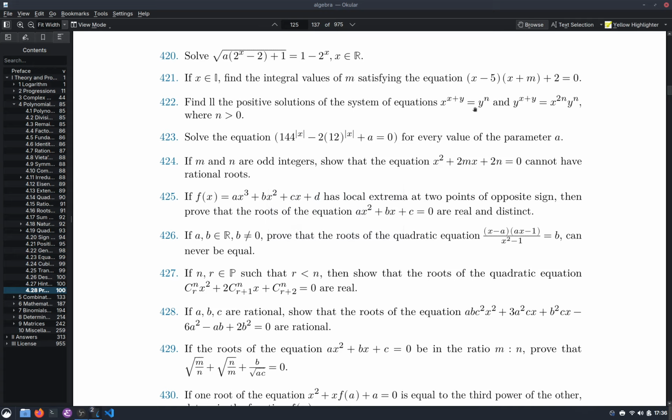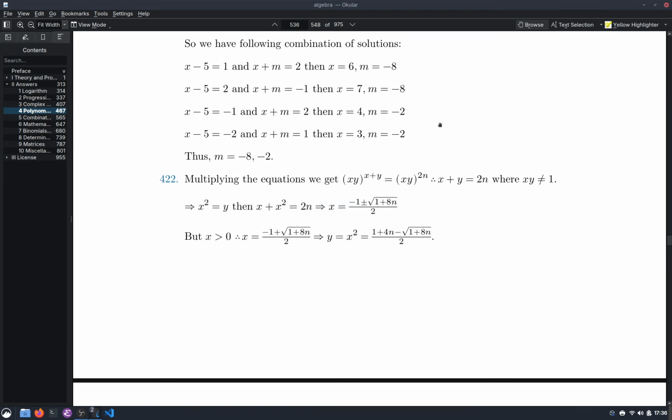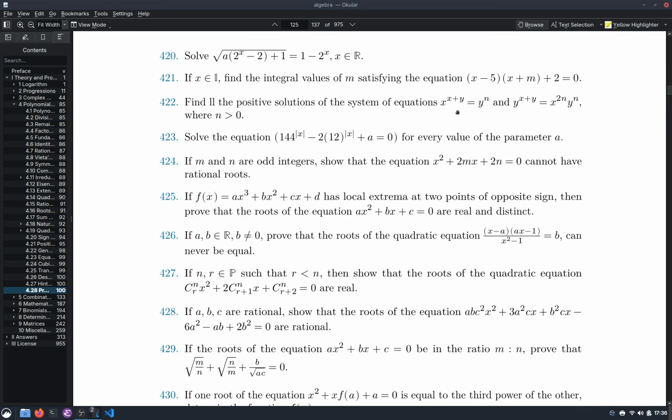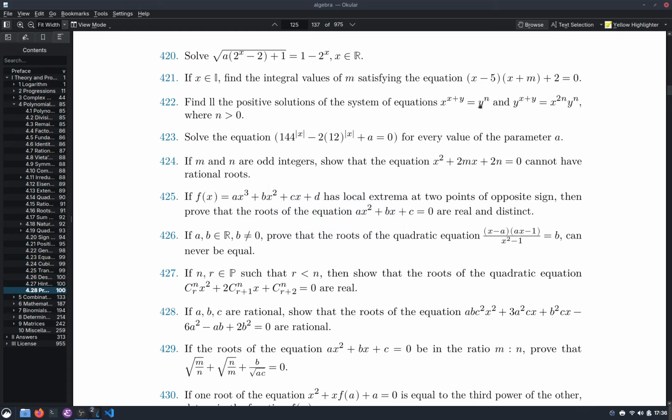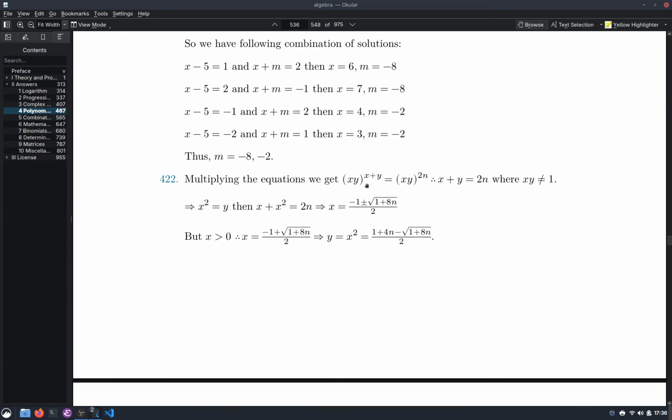So we have the first equation here. We multiply this with the, oh sorry, my mistake. We multiply both the equations. So we get (xy) to the power x plus y is equal to (xy) to the power 2n. So x plus y is equal to 2n, where xy is not equal to 1. Okay, because if xy is 1, then both will be 1 irrespective of x and y or n.